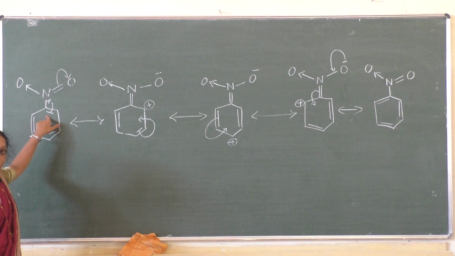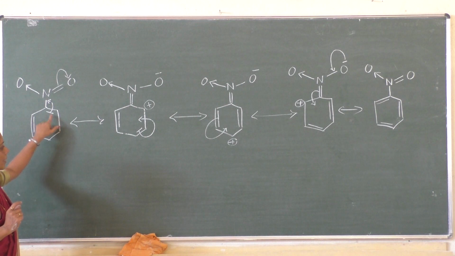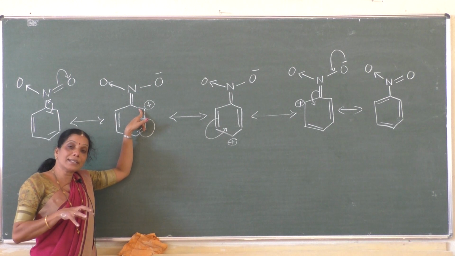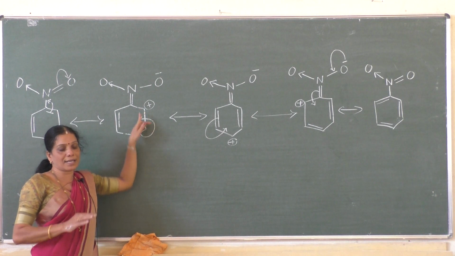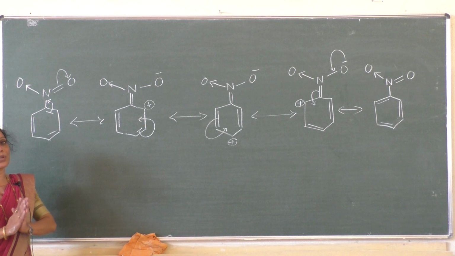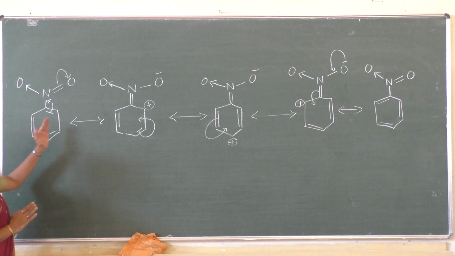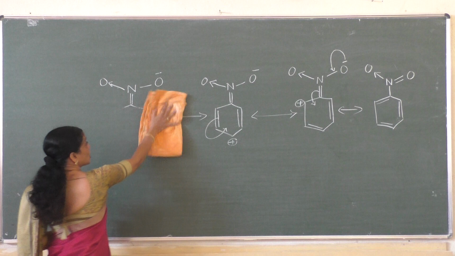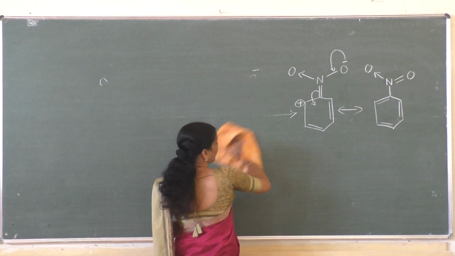Thereby, what happens to the electron density of the benzene ring? It decreases. Understood? This type of effect is always called a negative resonance effect. I hope you have followed this. Once again, I'll write the resonance structures. Dear students, write the resonance structures along with me.